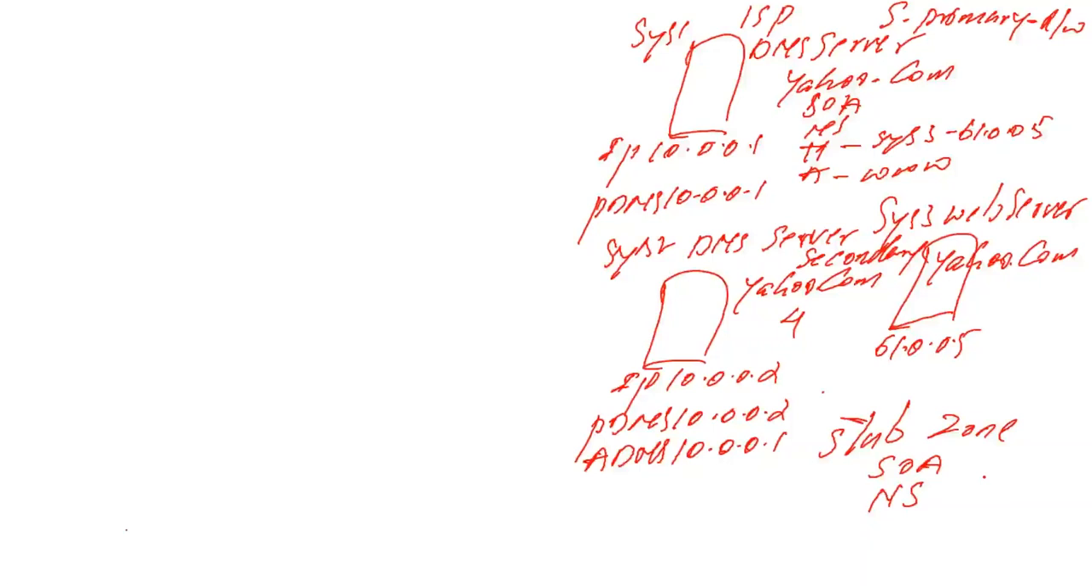But if I create a Yahoo.com stub zone on a separate machine, how many records will update from primary to stub zone? Only 2 records. In the Yahoo.com primary zone we have 10 records, and in the secondary zone also we have 10 records. But if I create a Yahoo.com stub zone, only 2 records will update, right? SOA record and NS record.